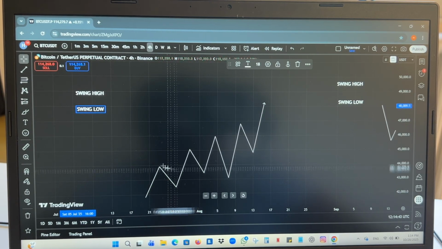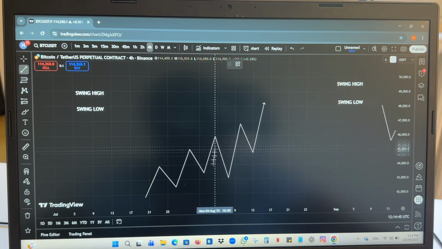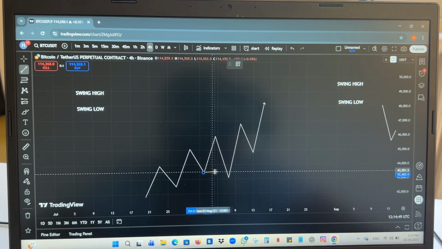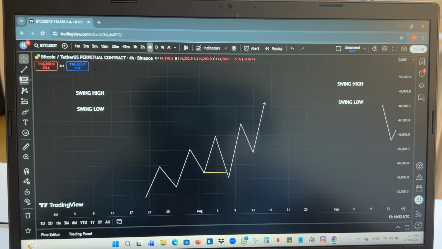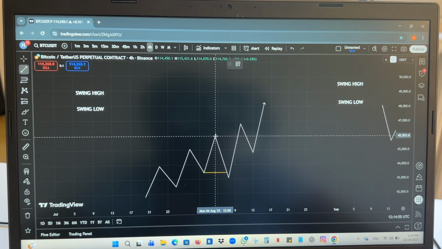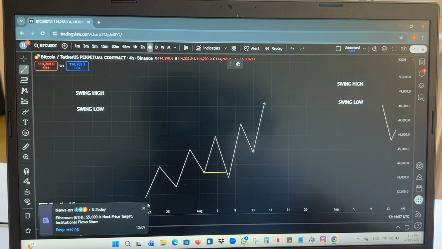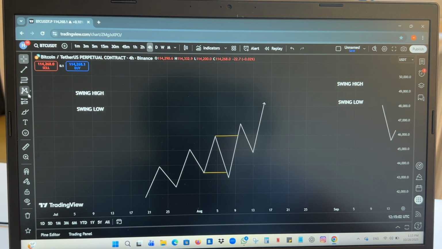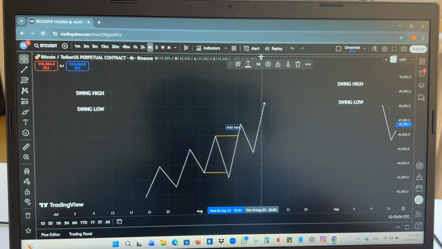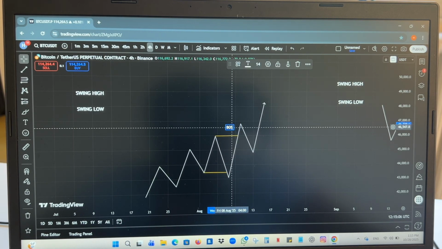So in this scenario, you can clearly see that this low hunted the low previously made, and then you guys need to know where to get the BOS. By now you need to know where to get the BOS. So here is going to be a BOS. We mark it over here.